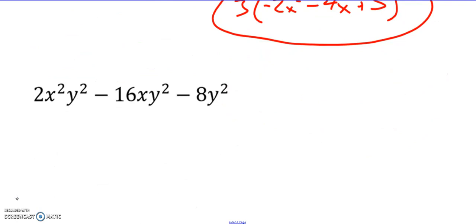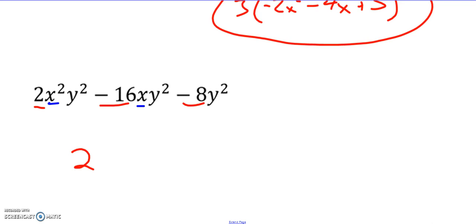Okay. This one, same deal. Look at our numbers. So 2, -16, -8. I'm going to take out a 2 because they can all be divided by 2. We're going to take out some variables here too. And then we're going to look at our x's. This has an x squared, this has an x, but our last term doesn't have an x. So we can't take out any x's.